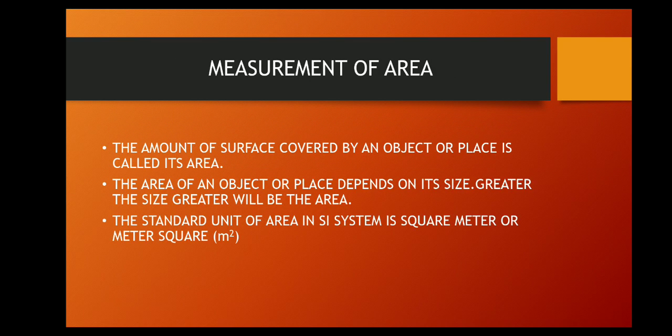How to measure area? The amount of surface covered by an object or place is called its area. The area of an object or place depends on its size. Greater the size, greater will be the area. The standard unit of area in the SI system is square meter or meter squared. It can be written as sq meter or meter raised to 2.